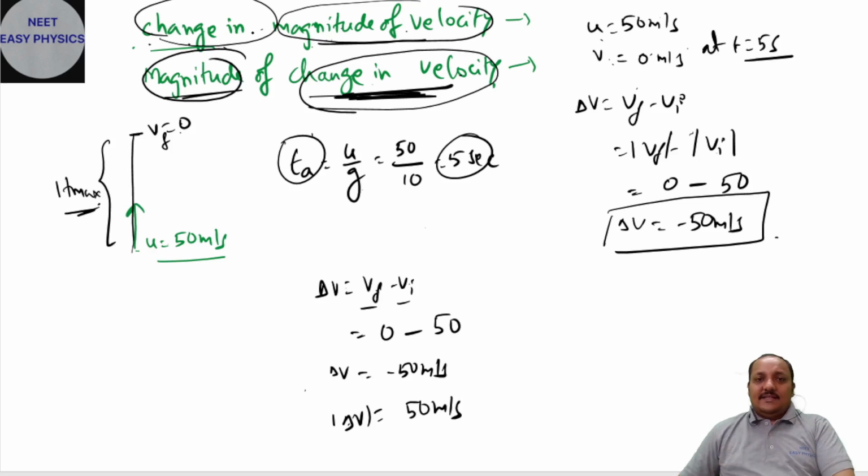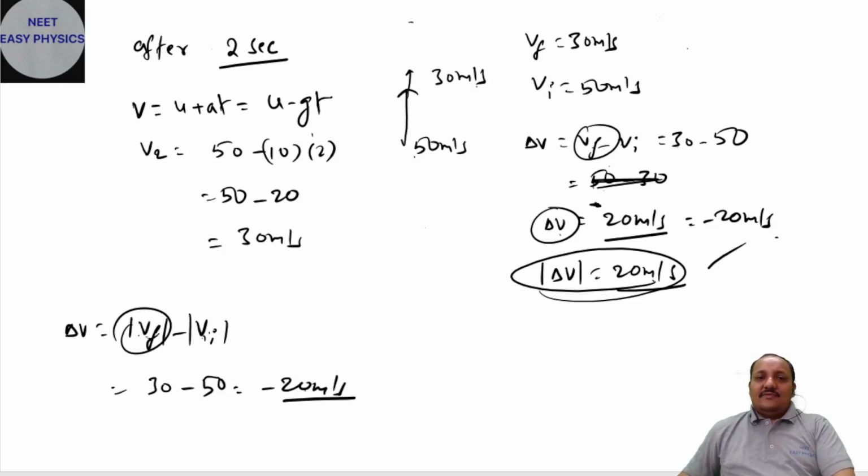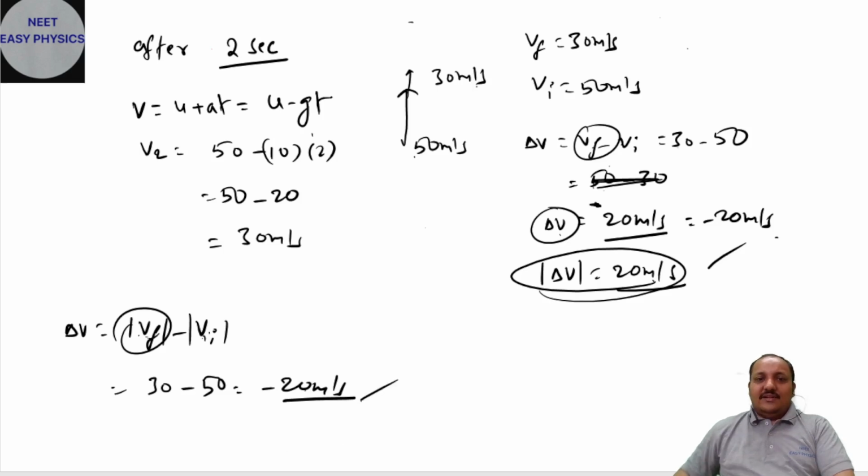Next, see this one, change in magnitude of velocity. Delta V is equal to magnitude of Vf minus magnitude of Vi. What is the final velocity? 30, minus what is the initial velocity? 50. So minus 20 meter per second. This is change in magnitude of velocity. Correct? So minus 20 meter per second.